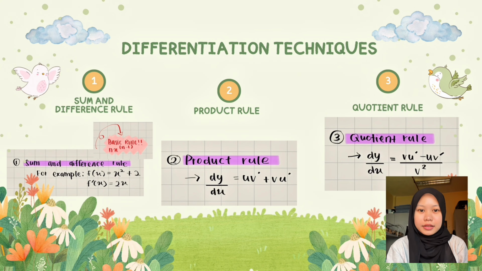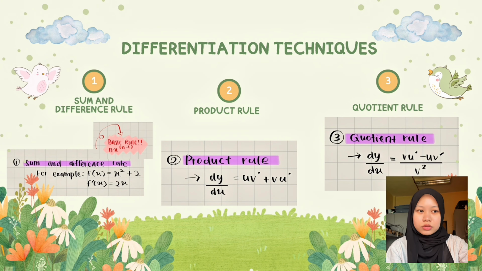There are 6 techniques of differentiation. Firstly, sum and difference rule. For example, f(x) equals x squared plus 2. The f prime x will be 2x. You have to apply the basic rule, which is n x to the power of n minus 1.